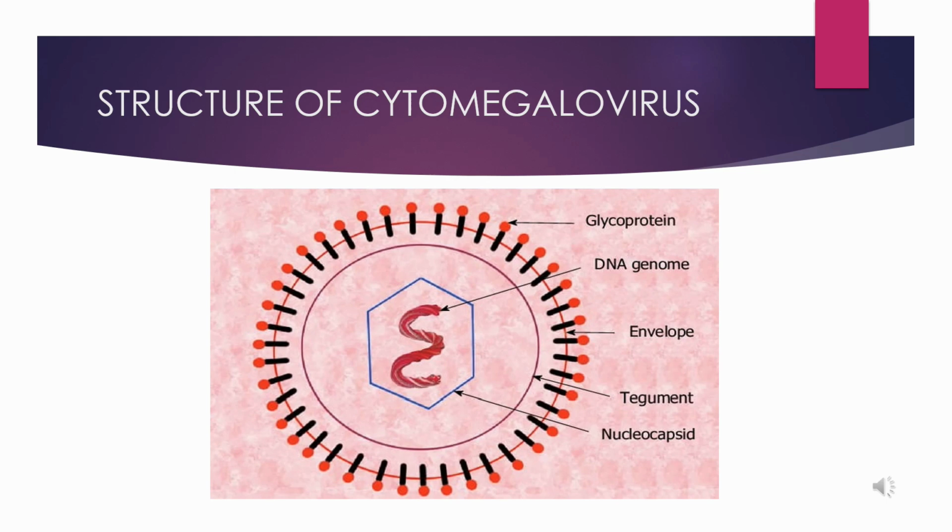Next, the structure of cytomegalovirus. Glycoprotein is present at the outer layer, and the nucleocapsid is covered by the envelope, which helps the virion attach to the target host cell through the cell receptors. The tegument is a layer present between the envelope and the nucleocapsid. As I said before, the genome of cytomegalovirus is double-stranded.